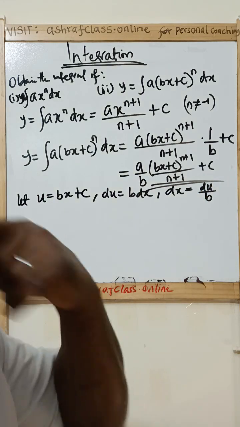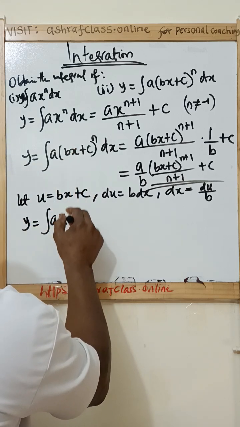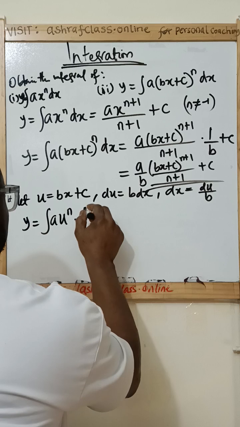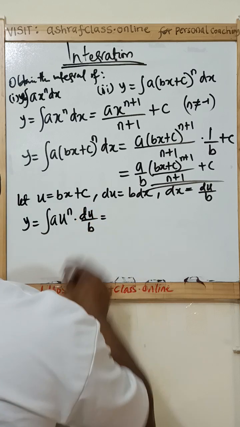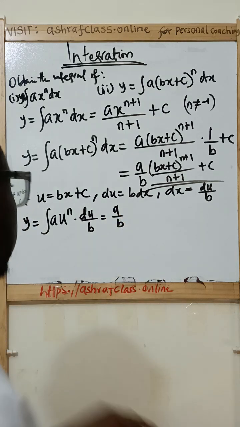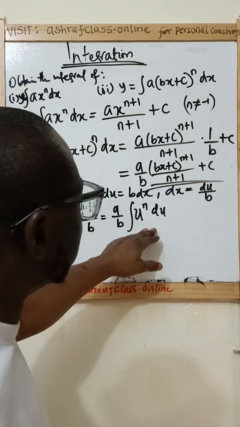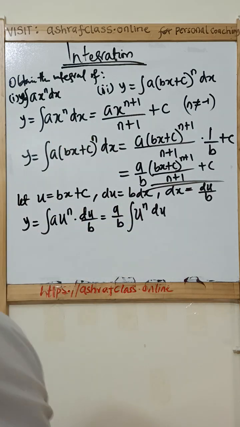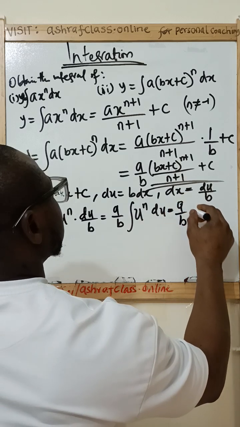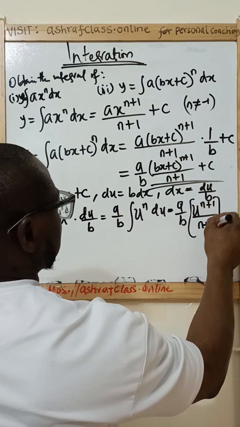So we'll now put everything back into the integration. So y will now be equal to a u raised to the power n. Now instead of writing the dx, we write du over b. The u all over b. And this is going to be a all over b, because those are constants. Then u raised to the power n du. So this is now looking like this particular expression here. So this is now going to be a all over b, u raised to the power n plus 1 all over n plus 1, plus c.